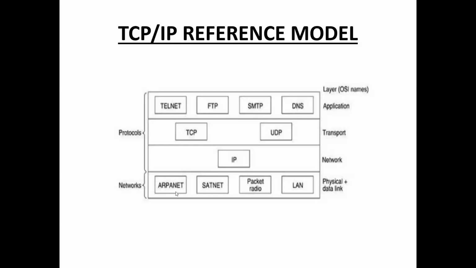The first layer consists of the different types of networks: ARPANET, advanced research project agency network. This network was used to improve computer equipment, and ARPANET is an effective communication method for military. The second one is SATNet, that is satellite network, third is packet radio, and fourth is LAN, local area network. These are the different networks in the host to network layer.